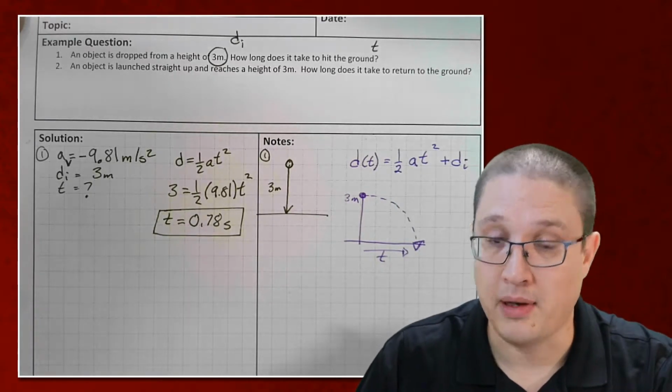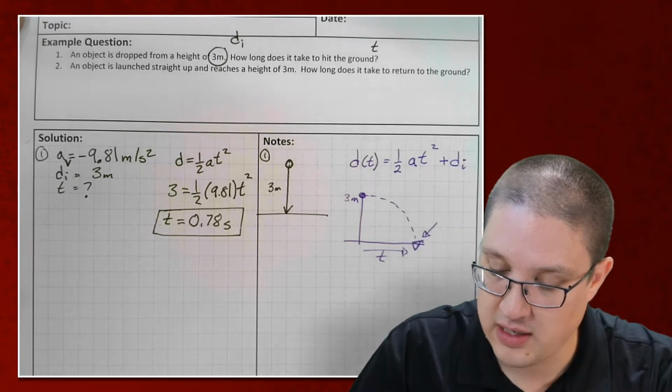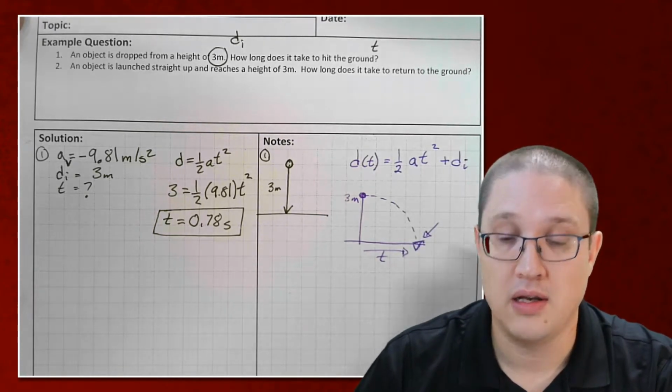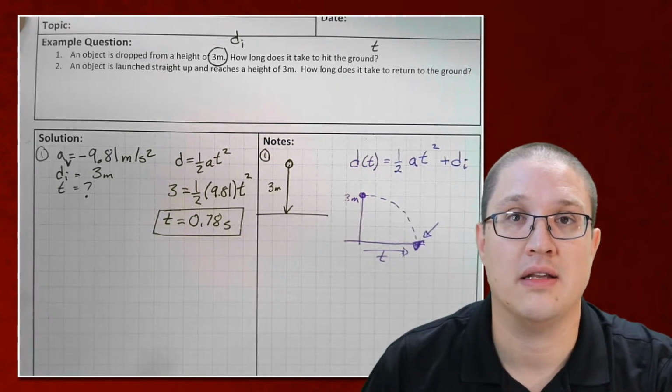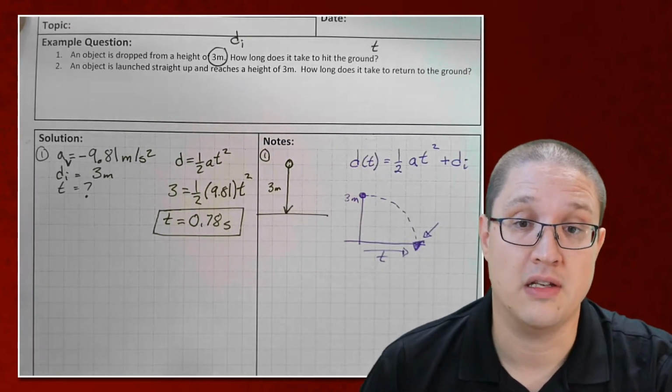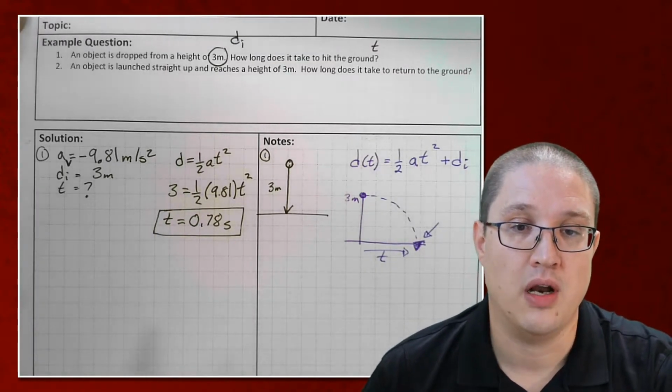So I've got a parabola, and I can actually use that to solve things. If I find the zero of this parabola, where it crosses the x-axis, that will be 0.78 seconds. That's really useful because there's a lot of tools you can do with quadratics that apply to projectile motion.